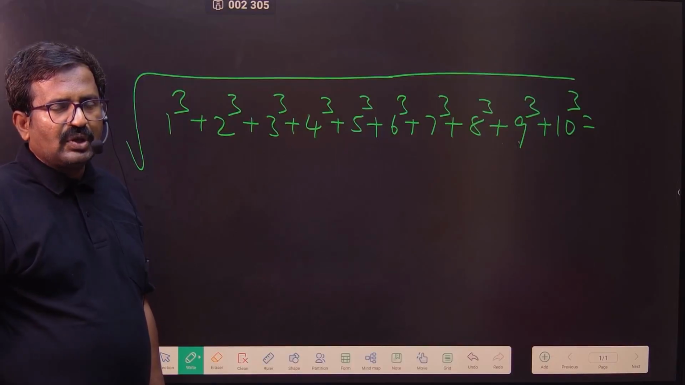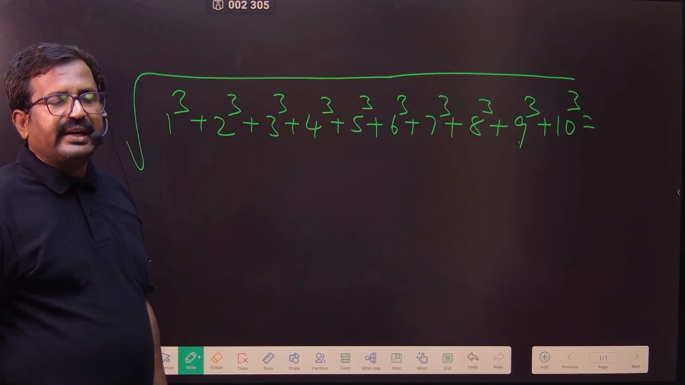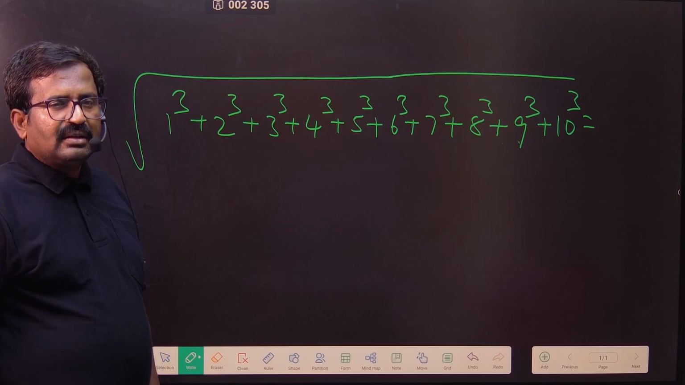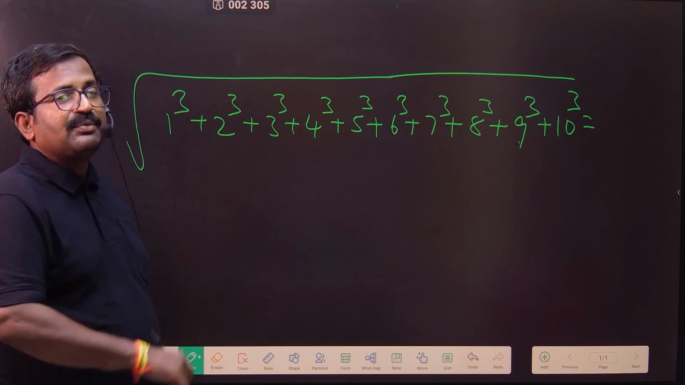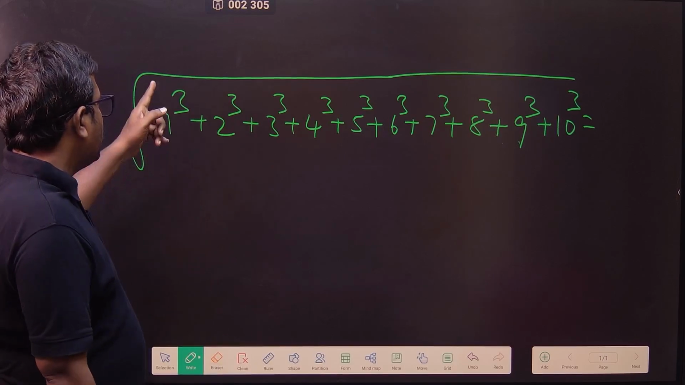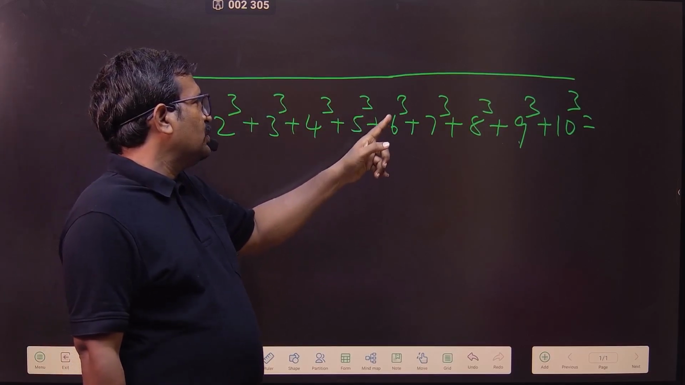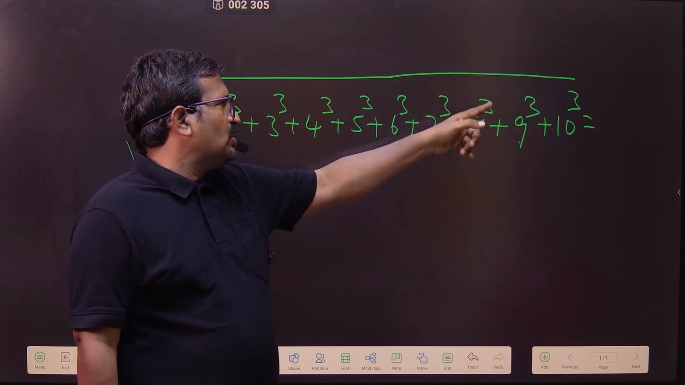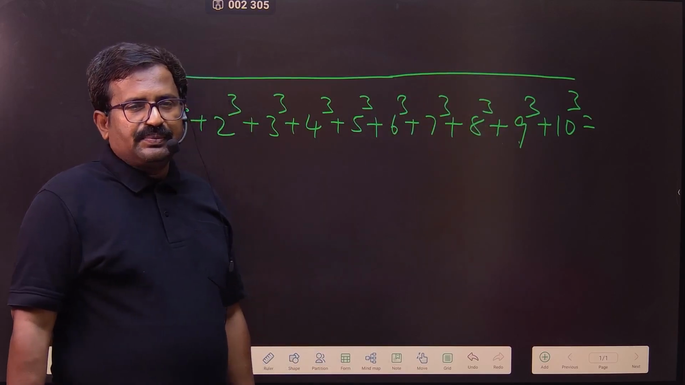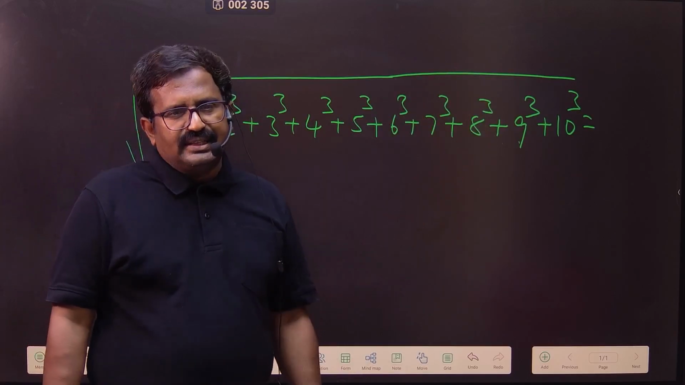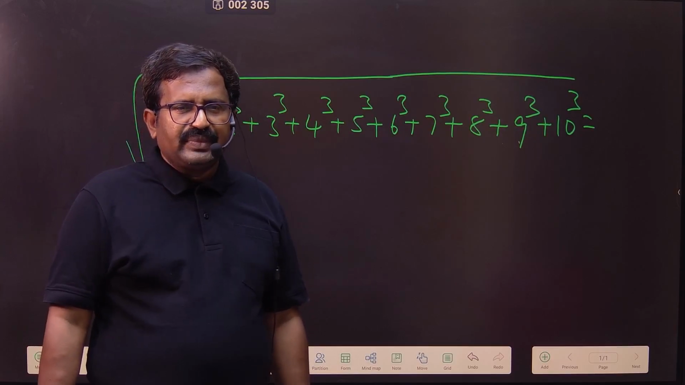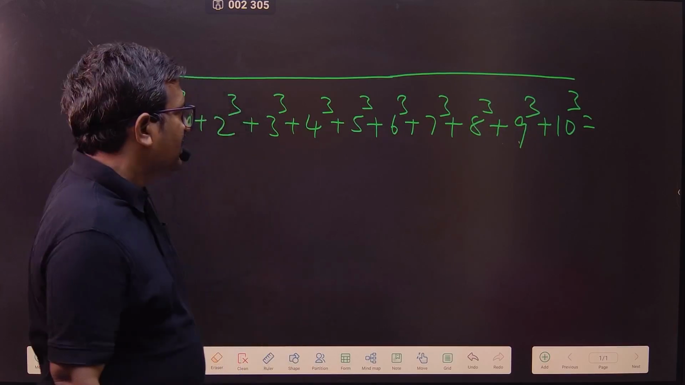Students, we will find a shortcut to solve these type of problems. It is square root of 1 cube plus 2 cube plus 3 cube plus 4 cube plus 5 cube plus 6 cube plus 7 cube plus 8 cube plus 9 cube plus 10 cube equal to how much? Till 100 also we will find. Okay?